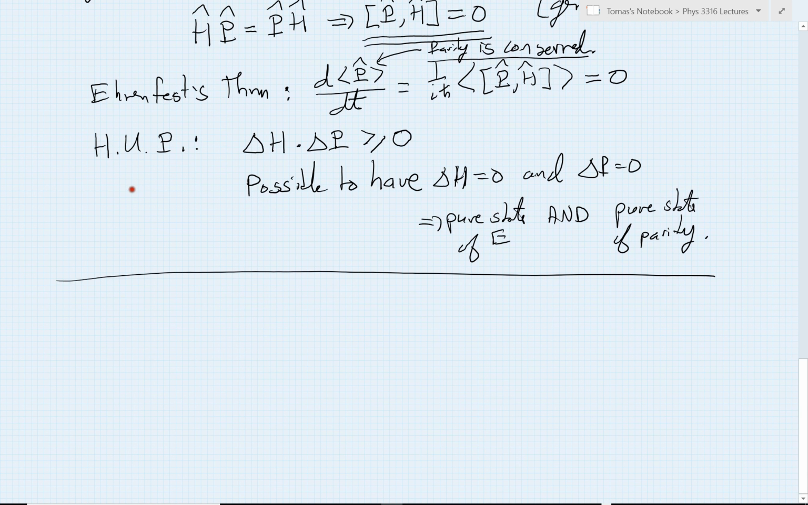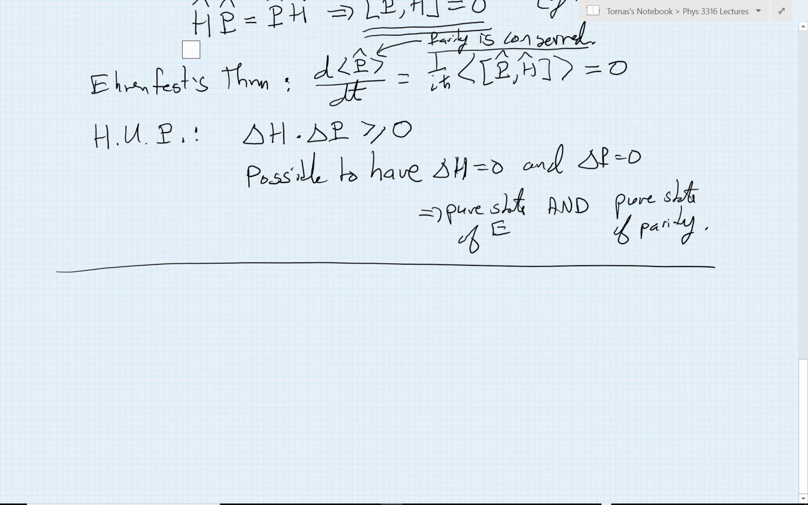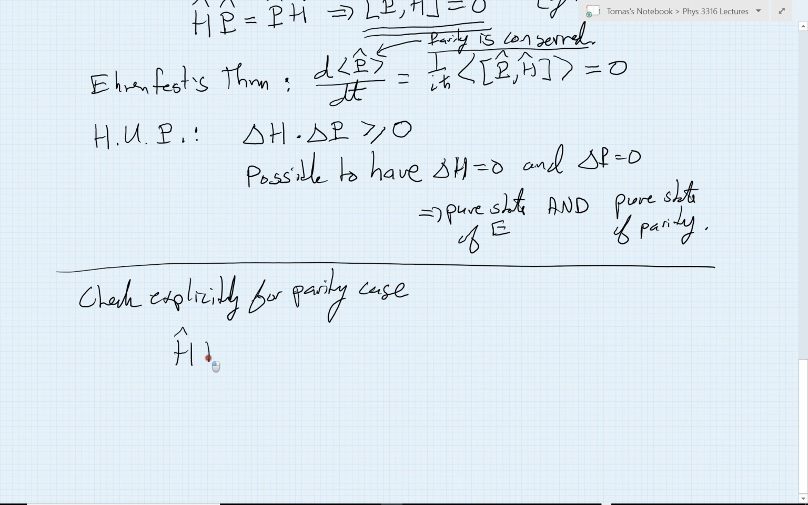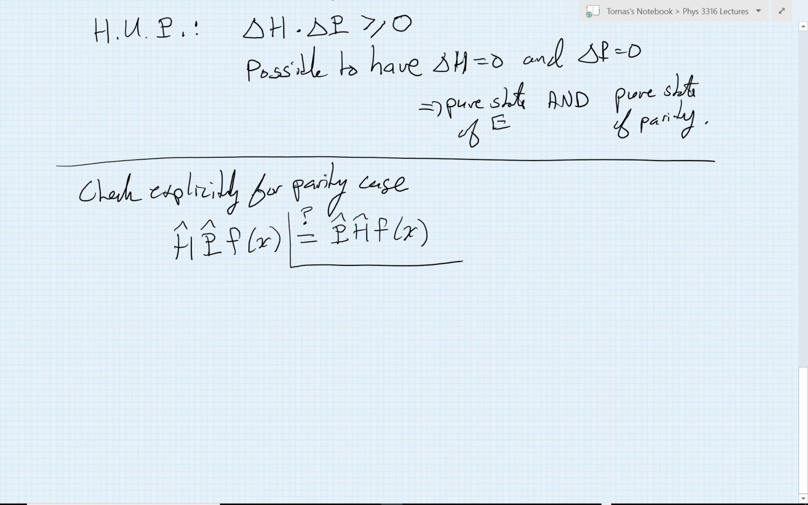Let's go back and just verify that the commutation relation works for parity. So let's check explicitly for the parity case. All right, so we are going to apply the Hamiltonian to the result of the parity operator acting on an arbitrary function. And what we hope we are going to get, and this is a question mark, we don't know yet, we're trying to prove this, is that it will be the parity back again acting on the Hamiltonian acting on my function. Now, we're not going to use this fact, that's just sort of our motivation.